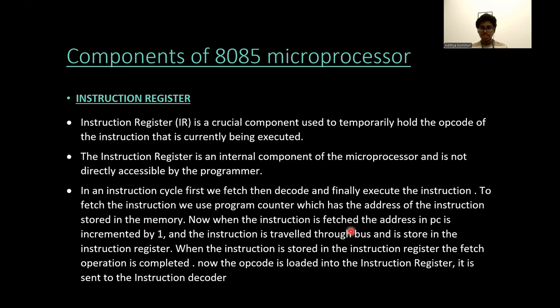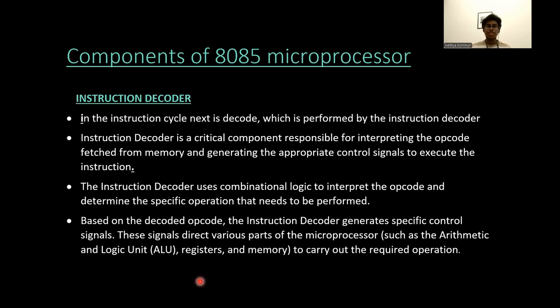Now the instruction has been fetched. The address in the program counter is incremented by 1 and the instruction travels through the bus and is stored in the instruction register. When the instruction is stored in the instruction register, the fetch operation has been completed. Now the opcode is loaded into the instruction register. It is sent to the instruction decoder, which we'll see in the next slide.